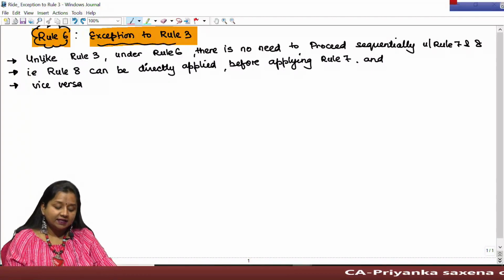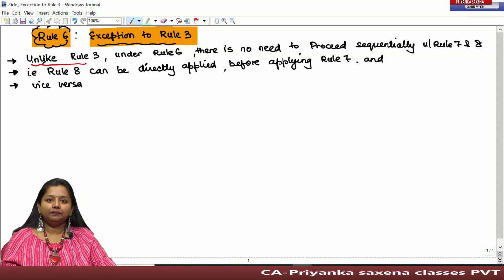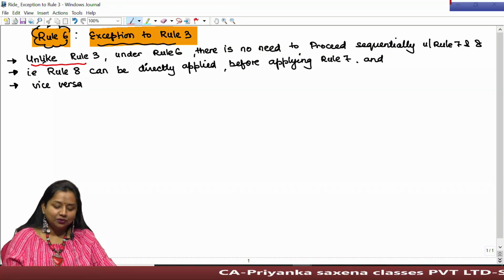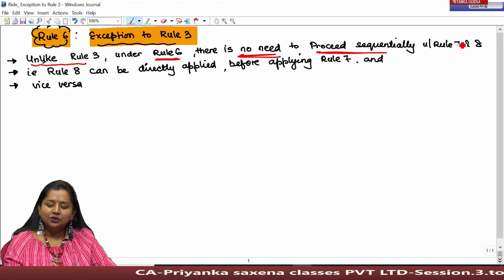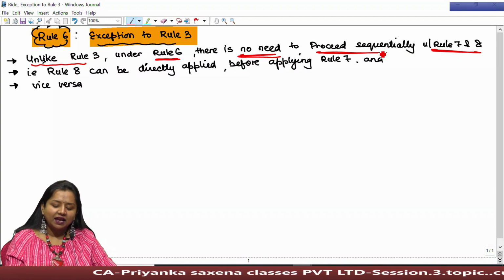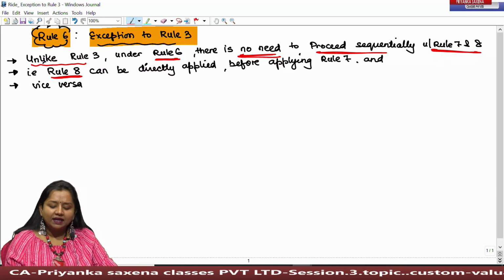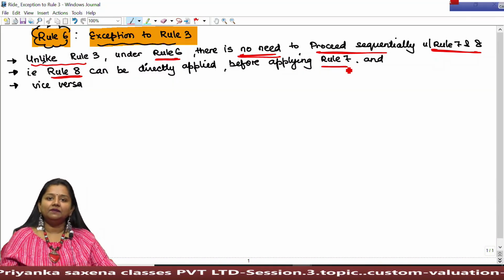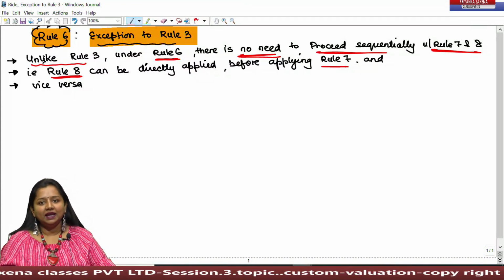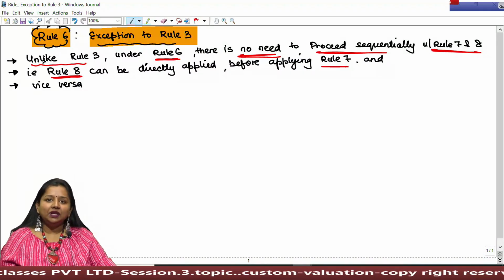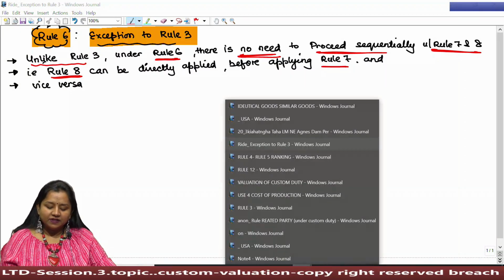Now, Rule 6 says, it is just a theoretical rule, which says that unlike Rule 3, notwithstanding anything contained in Rule 3, under Rule 6 there is no need to proceed sequentially under Rule 7 and Rule 8. That is, Rule 8 can be directly applied before applying Rule 7 and vice versa. That is, Rule 7 can be applied without applying Rule 8. It is just a theoretical provision. We can understand the base of this provision on the basis of some analysis.